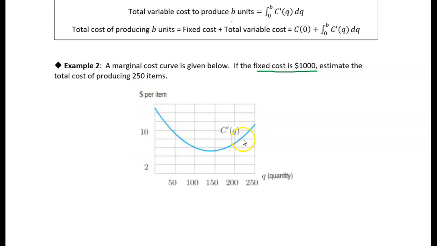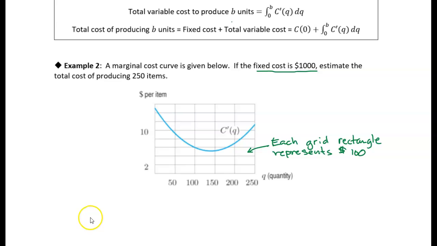We're only going to be able to estimate the total cost because we don't actually have a function for that curve. But what we can do is essentially look at the little grid rectangles here. So let's take a look at these rectangles. It looks like they're 50 units wide and $2 high. So each one of these, and this is dollars per item, the height of the rectangle is $2 per item, and the width is 50 items. And so each grid rectangle represents $100.